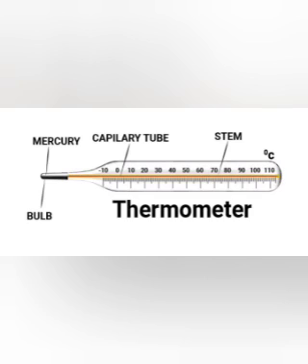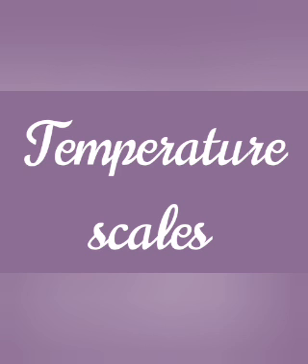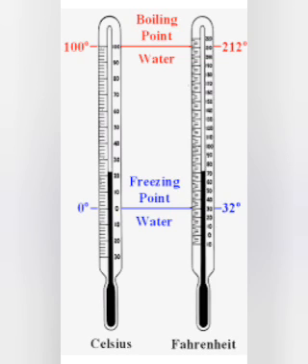The stem is marked in a desired scale to measure temperature. The height of the mercury in the stem gives the reading of temperature. The next topic is temperature scales. The SI scale for measuring temperature is the Kelvin scale. The most common scales used to measure temperature are the Celsius scale and the Fahrenheit scale.